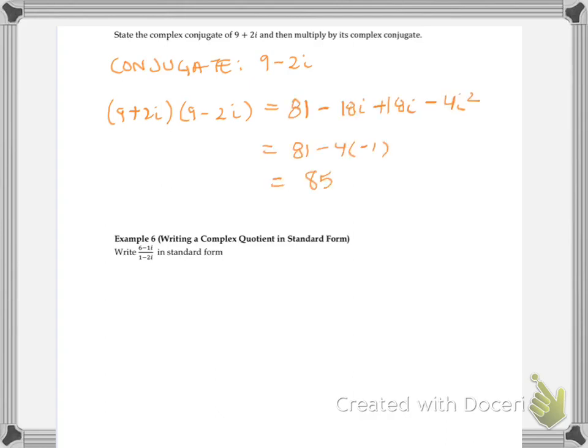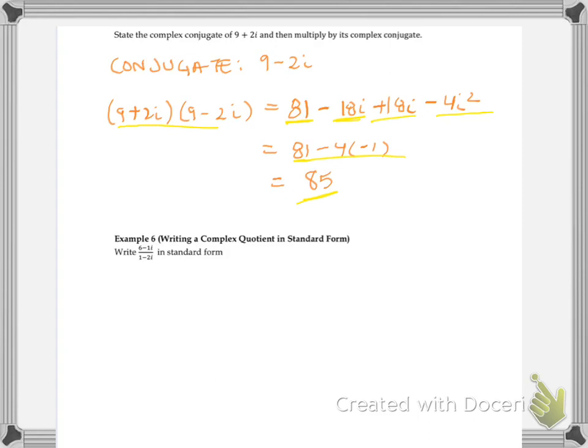Okay, so the power of technology is that I can pause and finish the problem, which I did. Yay. So the final answer is 85. And so all I did was take each term of the first and multiply by each term in the second. So that gave me 81 minus 18i plus 18i minus 4i squared. i squared is negative 1. So that's 81 minus 4 times negative 1. And so that gives us 85.